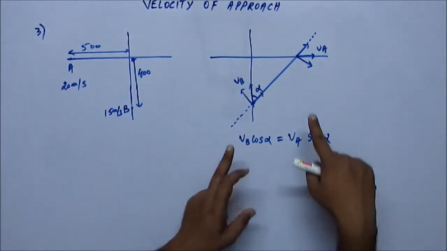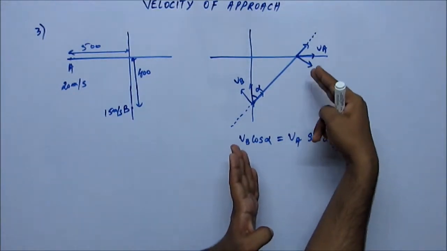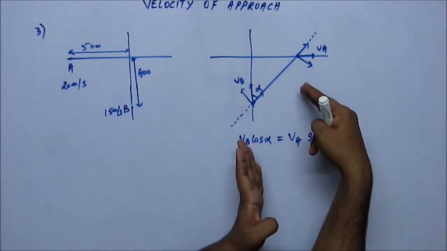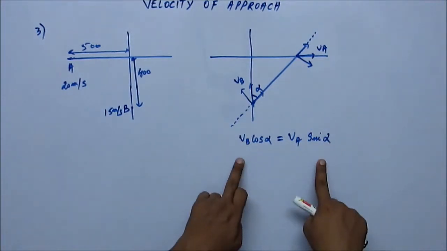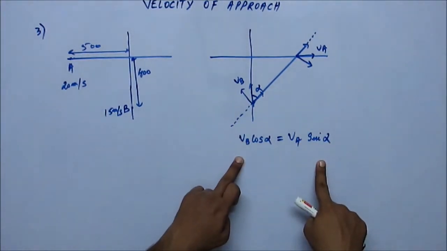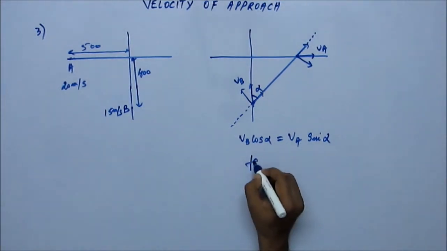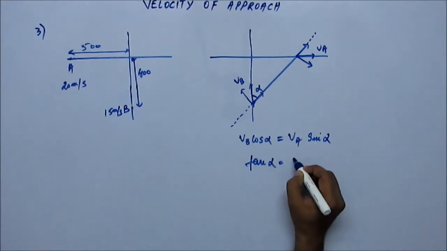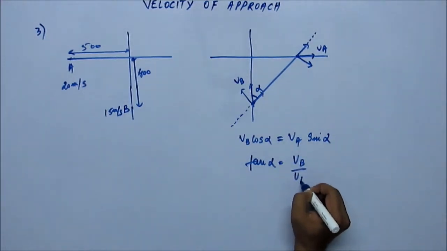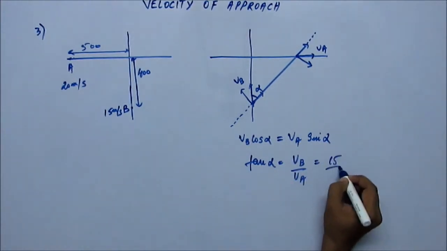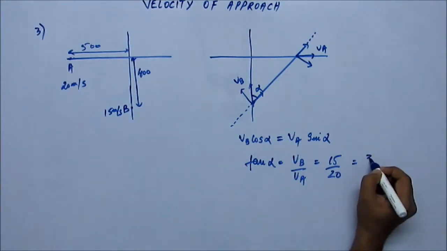So if you are looking at the distance of closest approach of A and B, that is the minimum distance between A and B, then this should be the condition: the velocity of approach should be 0. Now from here we have tan alpha is equal to Vb by Va. Vb is 15, Va is 20. So this is 3 by 4.